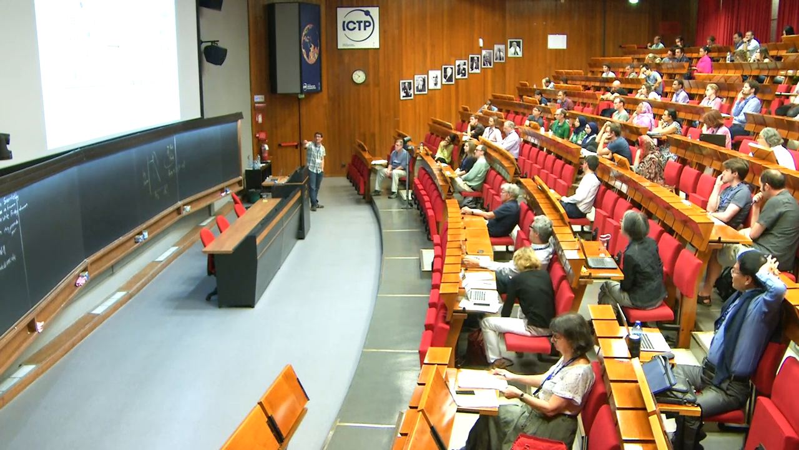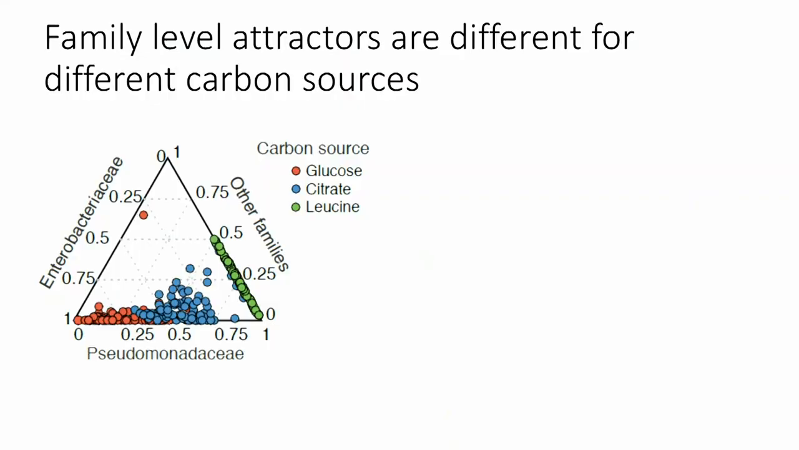So we see this attractor here in glucose, and we wonder whether the attractors in other carbon sources are any different. And two good news: there are still attractors for other carbon sources. This is not some freak accident of glucose, but they're different. The red are 96 glucose communities that all converged after 84 days to the same region in the simplex. The blue are citrate communities that after, again, the same number of generations have converged to a slightly different place. And in green you have leucine. Leucine communities are very different from glucose.